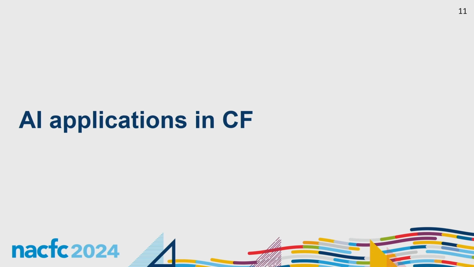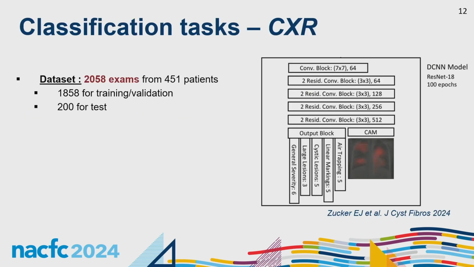So now let's see some applications in cystic fibrosis. First of all, we can use AI to do classification tasks. For example, here, a classification task is from a chest X-ray to get a score.